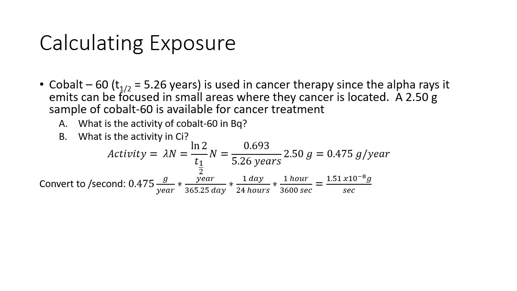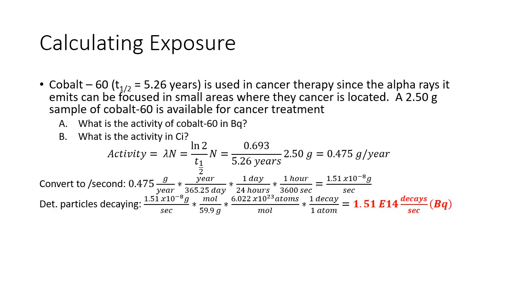So we get 1.51 times 10 to the negative 8th grams per second. But wait, the becquerel is in decays per second. So how do we figure out how many molecules are decaying for each second? We are going to use moles and then Avogadro's number. So we convert to moles, and then we convert to the number of atoms that are decaying, and we get 1 decay per atom. Okay, and so then we find 1.51 times 10 to the 14th decays per second, which is the same as a becquerel.